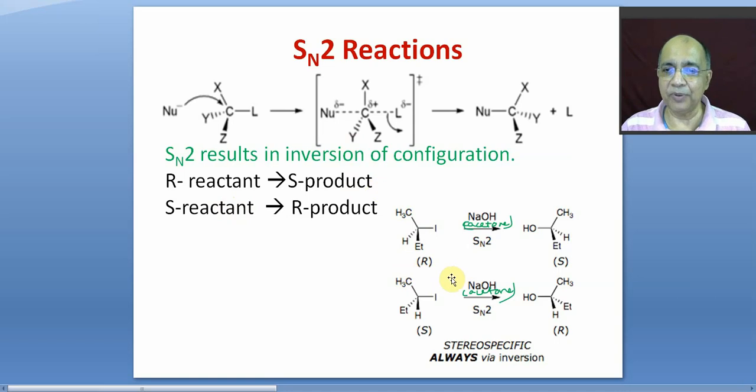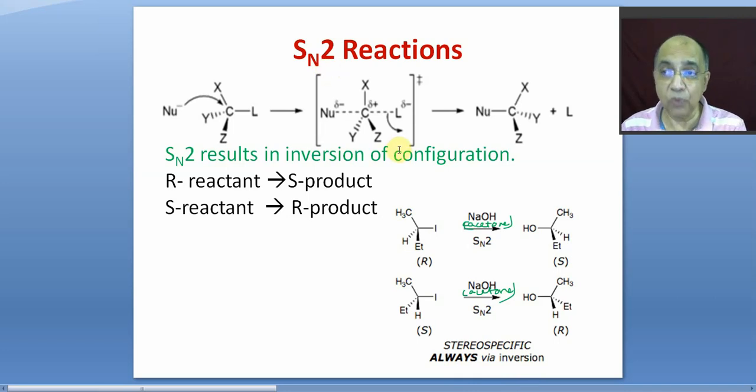This is a concrete example. This is 2-iodobutane, with ethyl, methyl, hydrogen and iodine, and we are using NaOH, SN2 condition, acetone medium. SN2 is 100%. In that case, OH comes to the opposite side and this flips, inverts like an umbrella going in the opposite direction. So if this is R, this is S. And if you take S iodo compound, you get R alcohol. The product is alcohol, the reactant is iodide. So this is completely stereospecific. It always takes place via inversion if it is SN2.